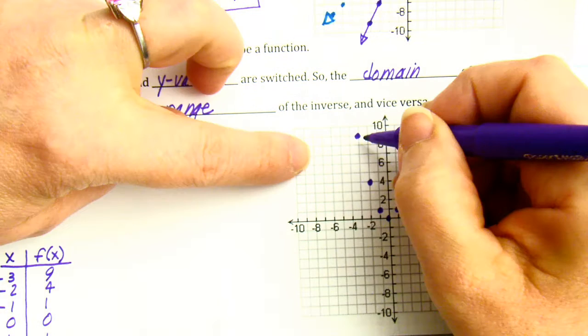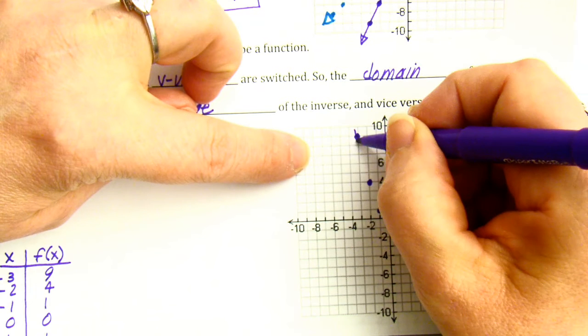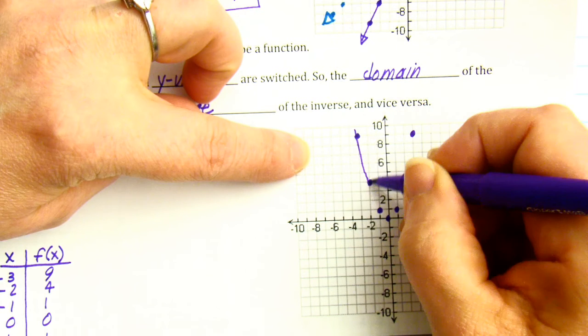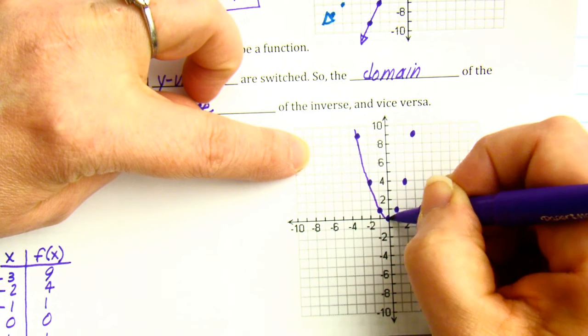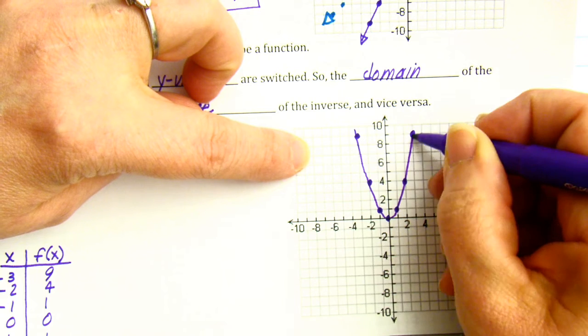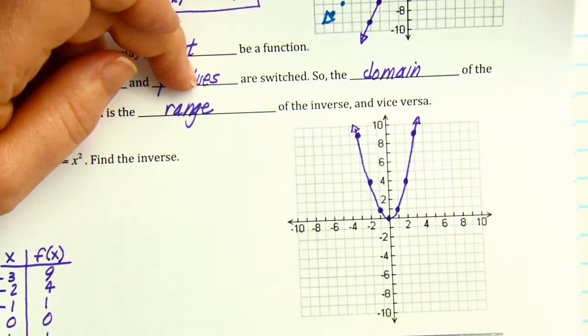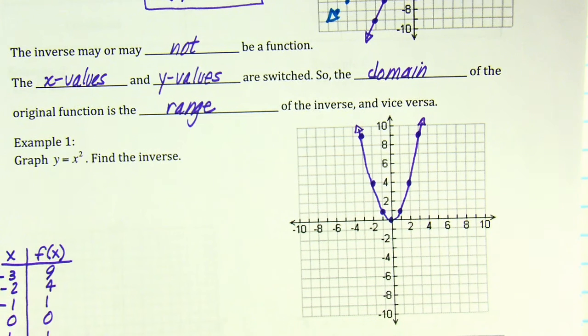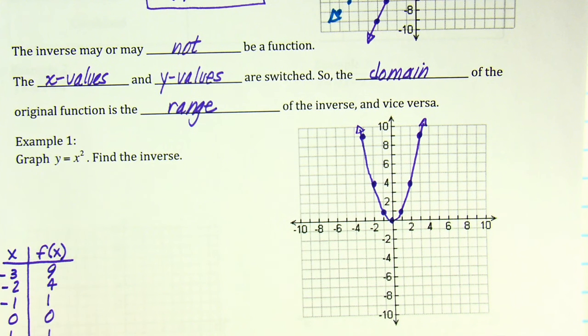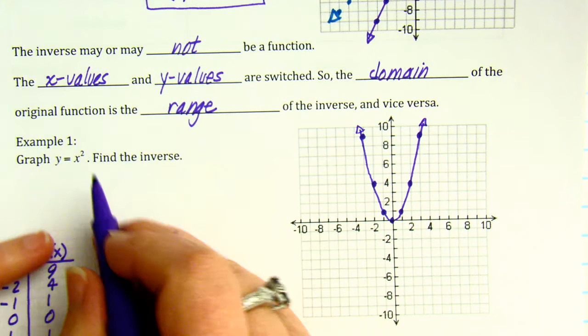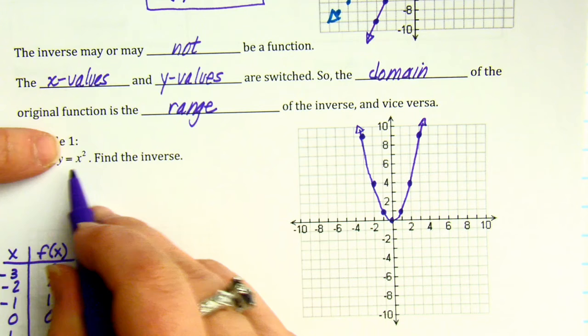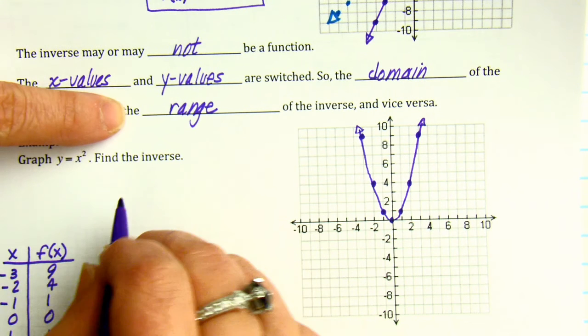Okay, and recall our parent function, the parabolas. We've graphed these before. All right, now we're going to find the function's inverse, and we're going to graph that. All right, graph y equals x squared, find the inverse. All right, let's find the inverse.